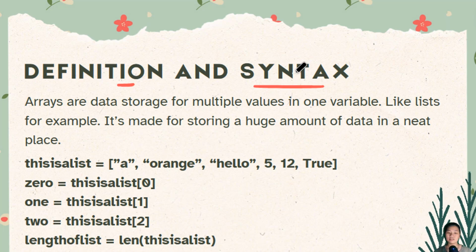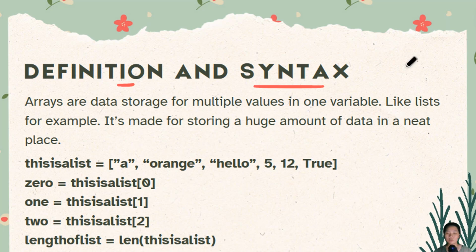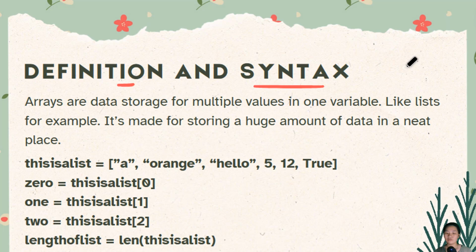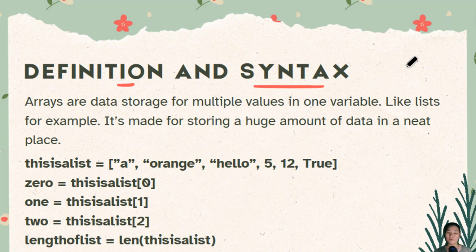Arrays serve as a data storage for multiple values in one variable. We're going to be using list as an example. So arrays is also made for storing a huge amount of data in a neat single place. That's what I meant when it serves as a data storage for multiple values in one variable.